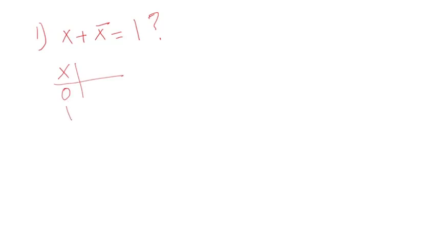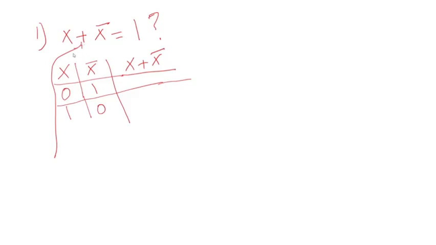combinations, x either 0 or 1. Then the complement of x is just basically, you invert this. If x is 0, x bar, or the complement of x, is 1, and if x is 1, it's 0. Now, I'll just sum these two. So, 0 or 1. Note, in Boolean algebra, the plus sign doesn't mean plus, it means or. So 0 or 1 is just 1, and 1 or 0 is just 1. So check, 1, 1.